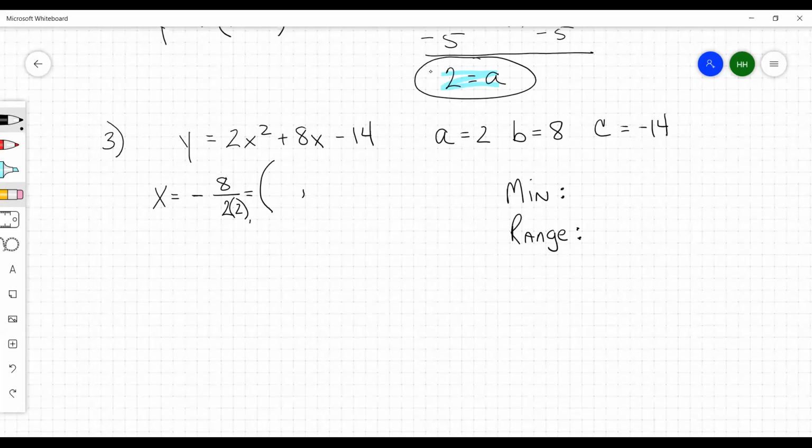All right, so that makes this 8 divided by 4, which is 2. It makes it negative 2. So our x at the vertex is negative 2. So our y is equal to 2 times negative 2 squared plus 8 times negative 2 minus 14. All of that goes into the calculator, and I get negative 22.